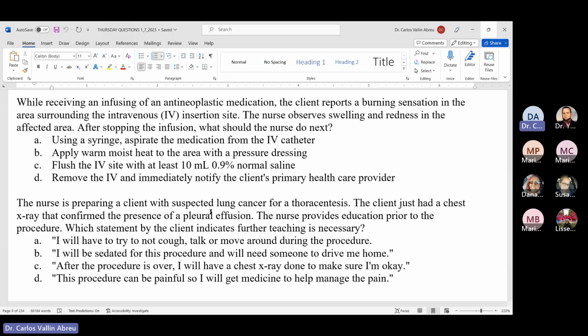Don't be shy. No problem with committing a mistake here. The bad thing is to commit the mistake in the exam, not here. Go ahead. Remove the IV. Okay, so this is something that we need to know.